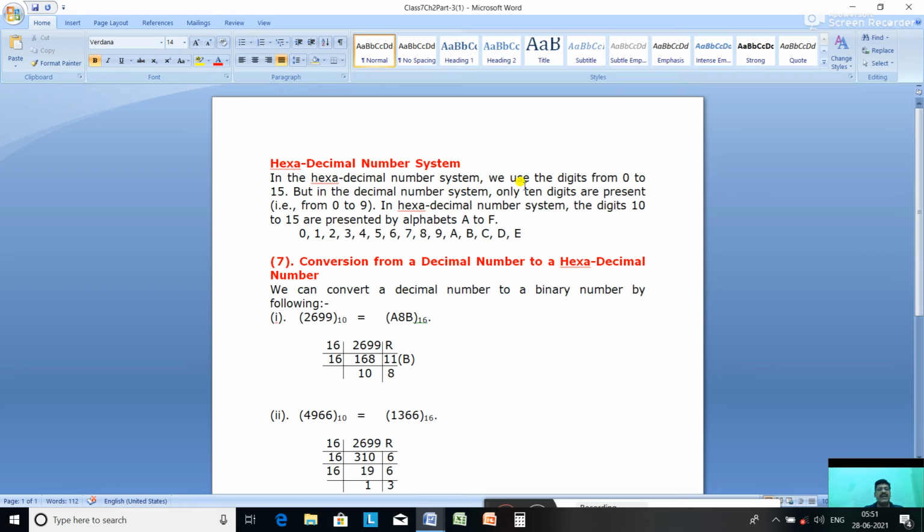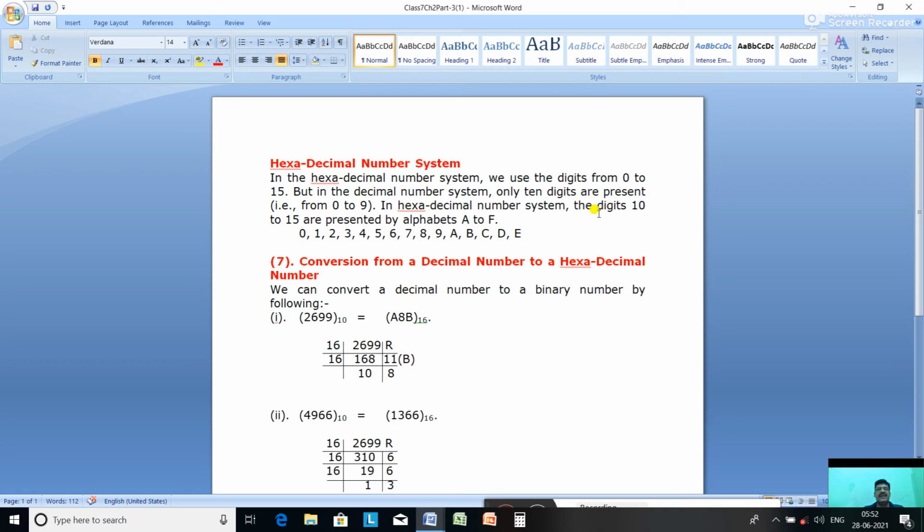In the hexadecimal number system, we use the digits from 0 to 15. But in the decimal number system, only 10 digits are present, that is from 0 to 9. Only 10 digits are there. And after 9 comes 10, that is a repetition of 1 and 0. Then 11, repetition of 1 and 1. 12, repetition of 1 and 2. 13, repetition of 1 and 3. 14, repetition of 1 and 4. 15, repetition of 1 and 5. Because there are only 10 digits in the decimal number system.